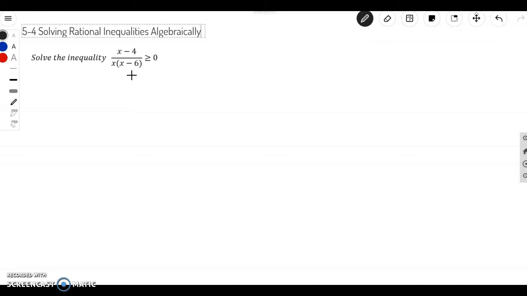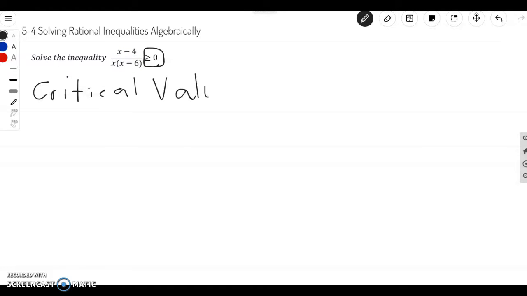And so in general, we take our rational expression. Since I want this to be greater than or equal to 0, that means I want to know where this expression is positive. To do that, I need to start by finding my critical values. Critical values are found two ways. If it equals 0, this is going to make our lives very easy.